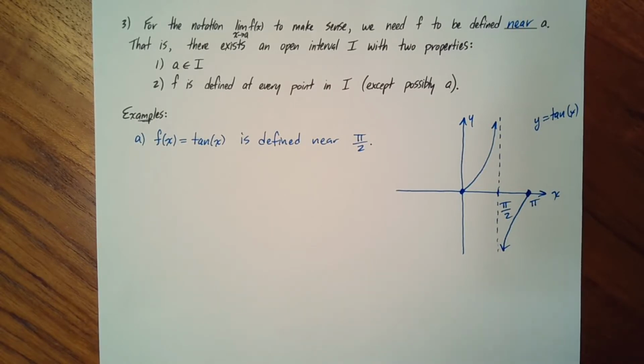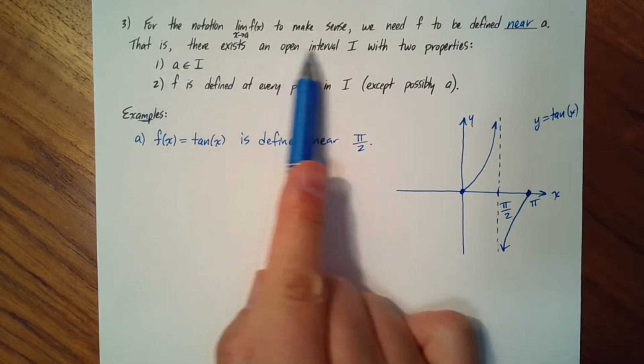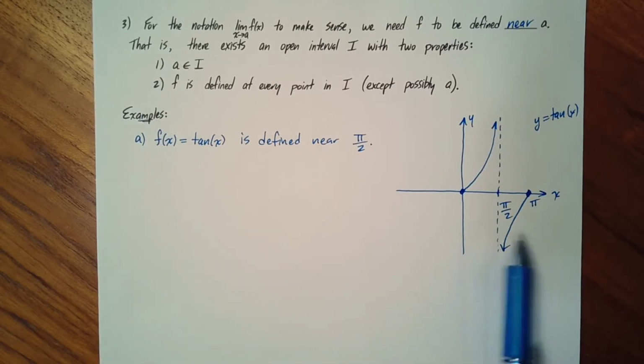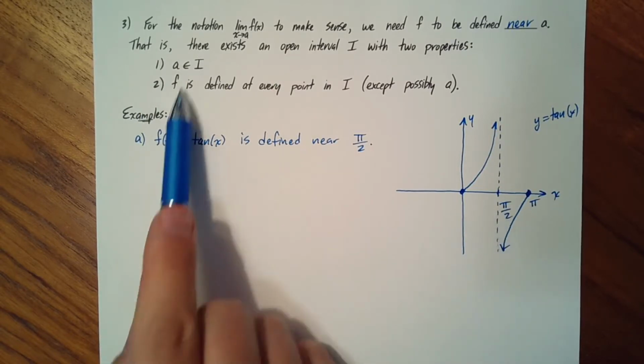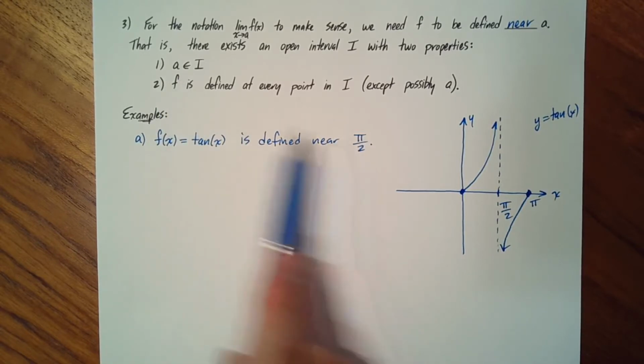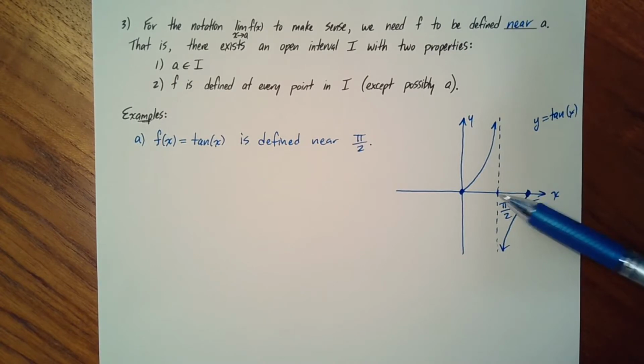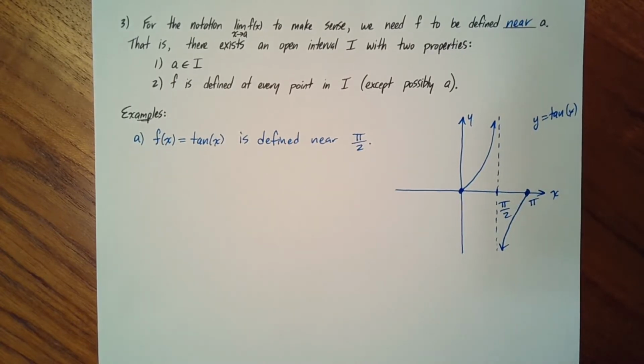Well, how would we justify that? We had better be able to come up with an open interval I that satisfies each of these two properties. First of all, it had better contain pi over 2, because that's our a value. In this case, this is a. So the interval has to contain pi over 2. And then also, it has to have the property that this function f is defined at every point in our interval.